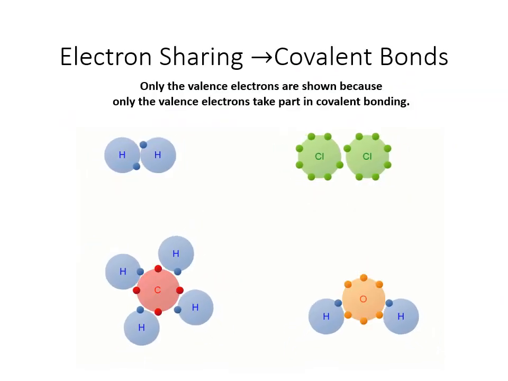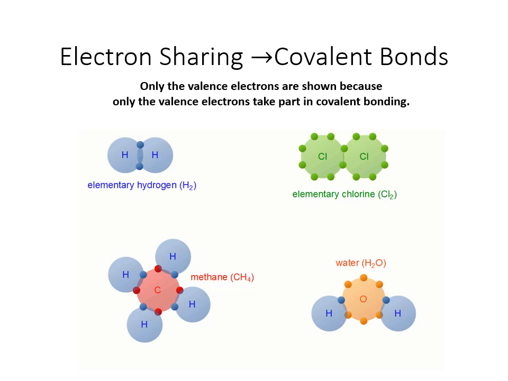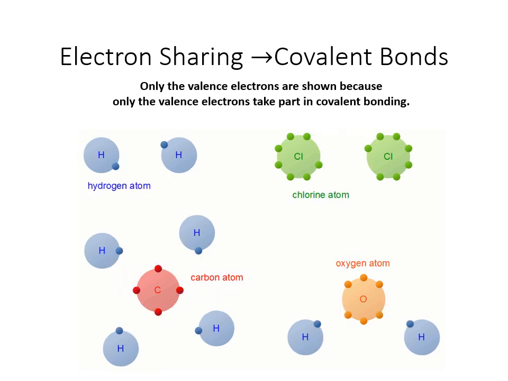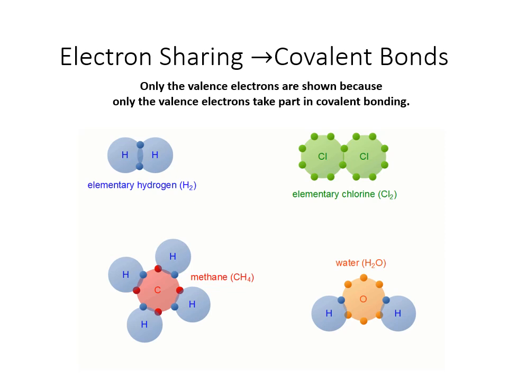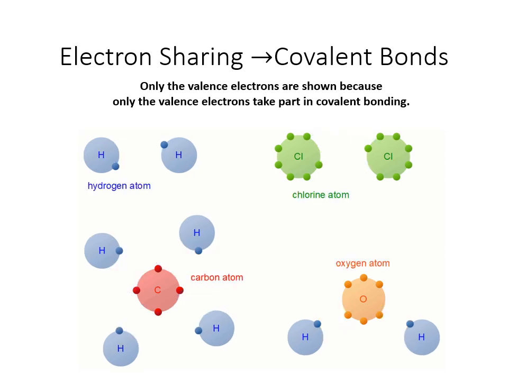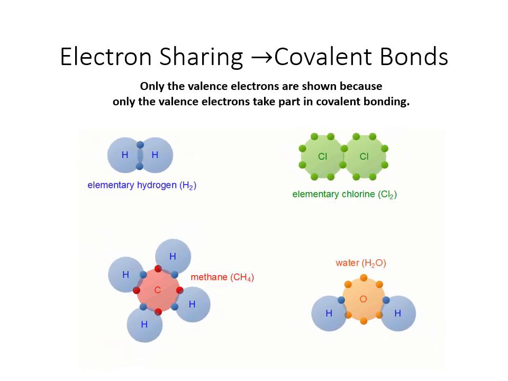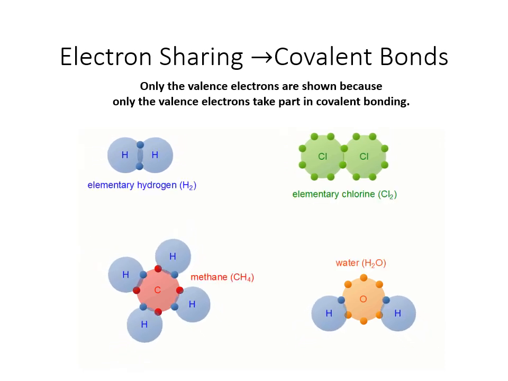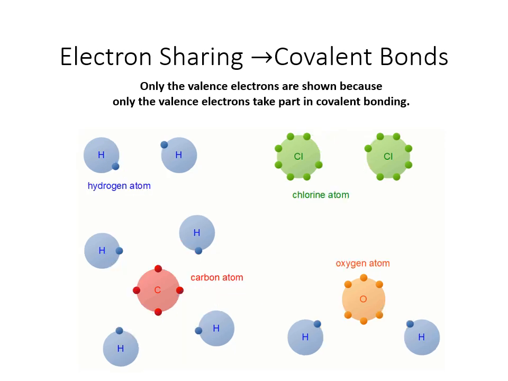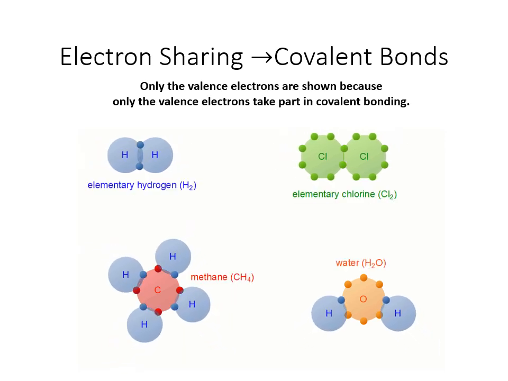So, only the valence electrons are shown because only the valence electrons take part in the covalent bonding. Notice they come together. Chlorine has 8 over here when it forms. Methane, by bonding with 4 separate hydrogens, gets a total of 8 on its valence level. And water, which we've already seen, it needs 2, so the 2 hydrogens come in.